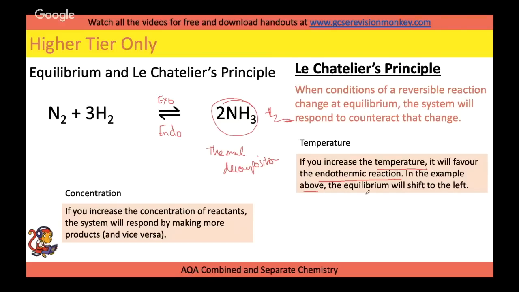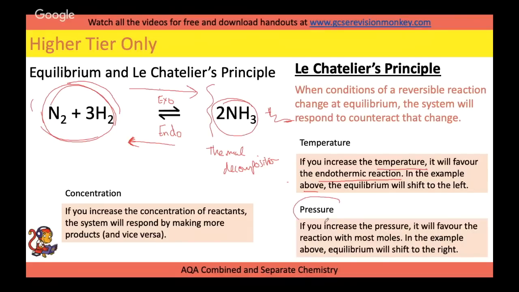So in the example above, the equilibrium will shift to the left, which means that more of the nitrogen and hydrogen will be produced because the endothermic reaction is in this direction. If you do the opposite and decrease the temperature, that favours the exothermic reaction. A little bit more difficult conceptually to understand, but if you understand that increasing the temperature will favour the endothermic reaction, then think to yourself the opposite will favour the exothermic. So decreasing the temperature will favour the exothermic reaction, shifting the equilibrium to the right, so more ammonia would be produced.